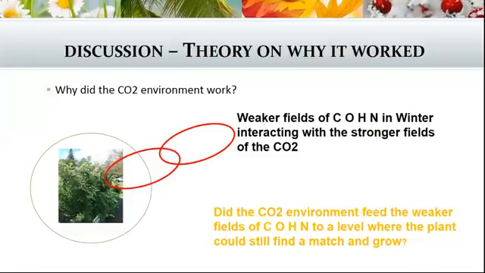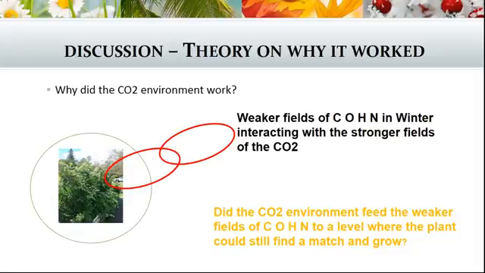my theory, and I say it's just a theory at this stage, is that when we had the weaker fields of the carbon, oxygen, hydrogen, nitrogen in the winter, interacting with the stronger fields of the CO2 environment that we had created around the plant, was it a case of the stronger environment feeding the weaker fields so that we could get stronger fields coming in, of the right field strength for the tomato plants to continue to grow, where they could still find a match and grow? So that is what our thinking is, in what the CO2 does to the environment.